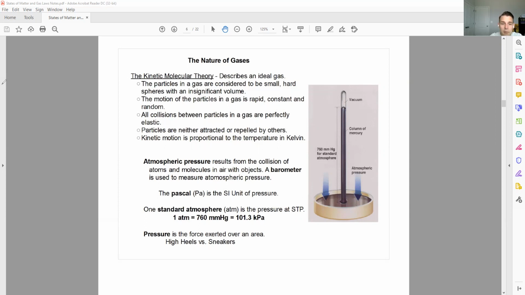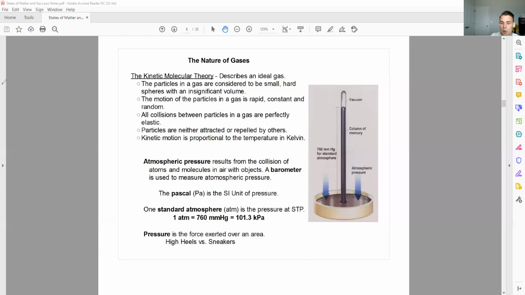So the kinetic molecular theory states that particles in a gas are considered to be small, hard spheres with an insignificant volume. We know that isn't true when we talk about a real gas, but we're again talking about an ideal gas. The motion of the particles in a gas is rapid, constant, and random. We are probably aware of that one.